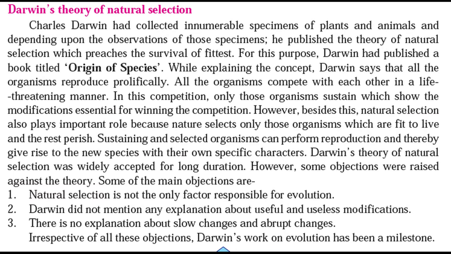The next in line is Darwin's theory of natural selection. Charles Darwin had collected innumerable specimens of plants and animals, and depending upon the observations of those specimens, he published a theory of natural selection, which preaches the survival of the fittest. For this purpose, Darwin had published a book called Origin of Species. While explaining this concept, he says that all the organisms reproduce prolifically. All the organisms compete with each other in life-threatening manner.